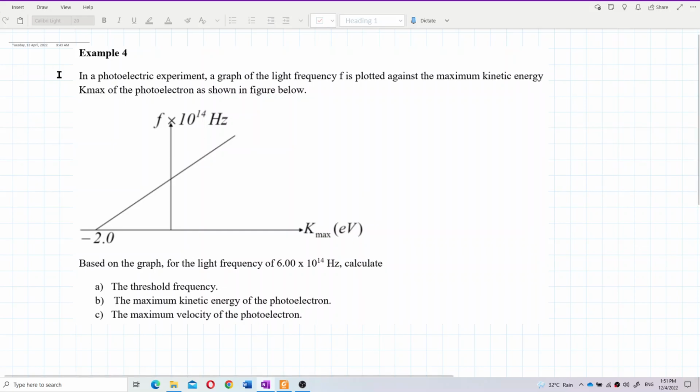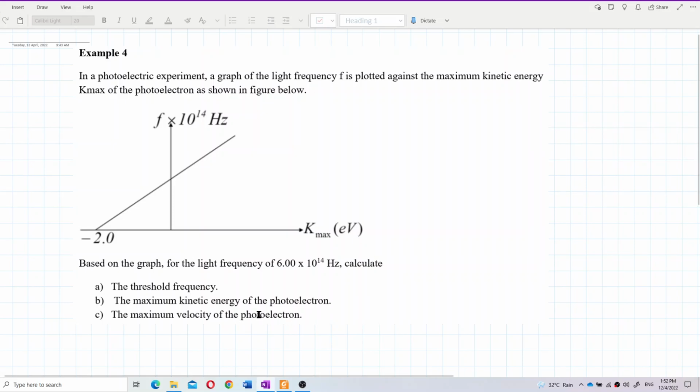Okay, in a photoelectric effect experiment, a graph of the light frequency f is plotted against the maximum kinetic energy Kmax of the photoelectron as shown in the figure below. Based on the graph, for the light frequency of 6 × 10^14 Hz, calculate the threshold frequency, the maximum kinetic energy of the photoelectron, and the maximum velocity of the photoelectron.